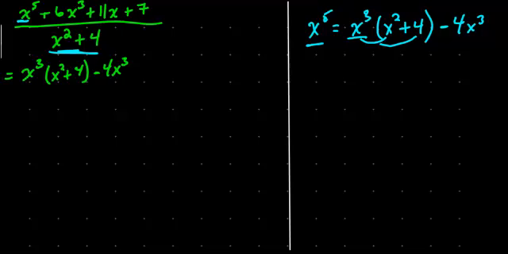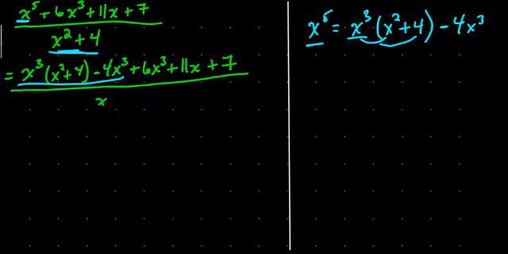Alright, so that is all x to the 5th. And now continue rewriting, plus 6x cubed plus 11x plus 7, and divided by x squared plus 4. Now, when I divide x squared plus 4 into this term, what happens? The x squared plus 4's cancel and the x to the third pops out.